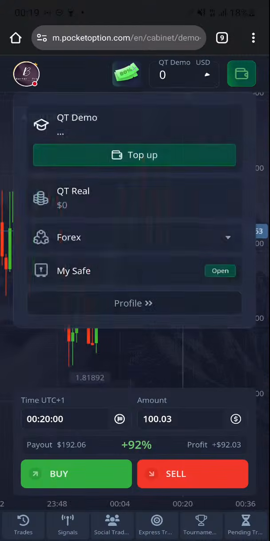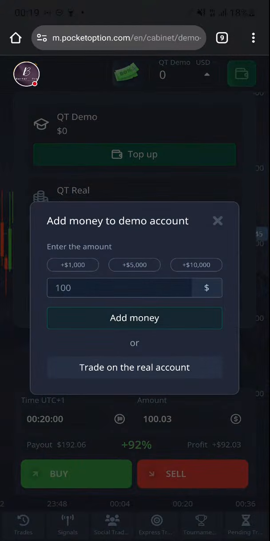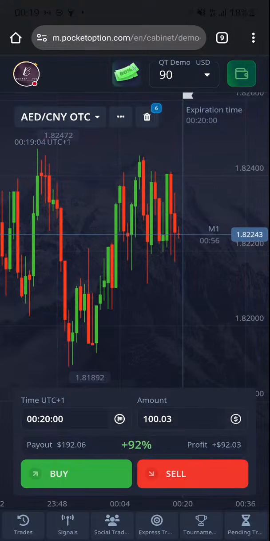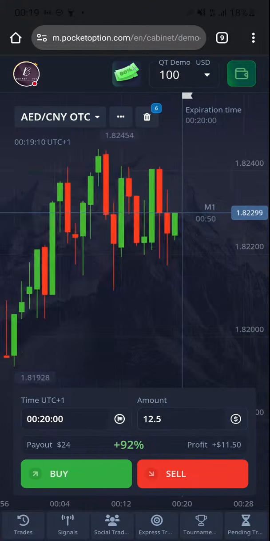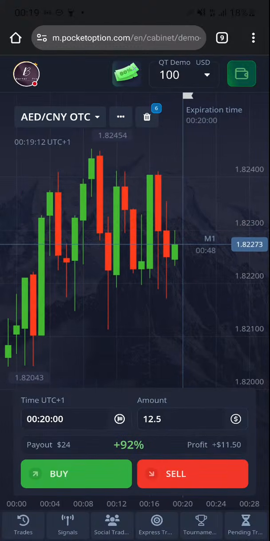Now let's load an amount that is okay for us to trade in the market, and we'll go with 12.5% for the beginning. We may increase it or reduce it as time goes on.